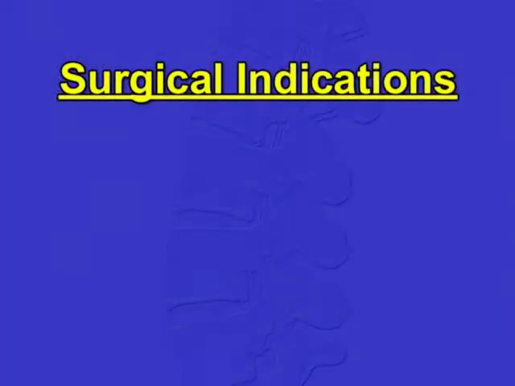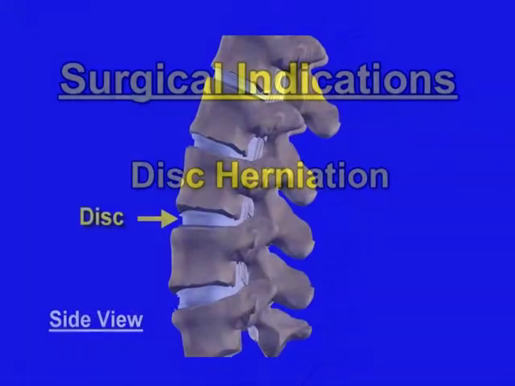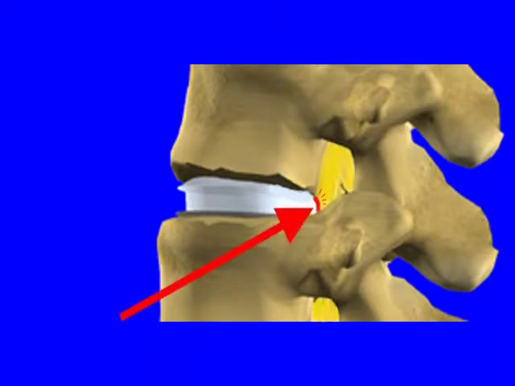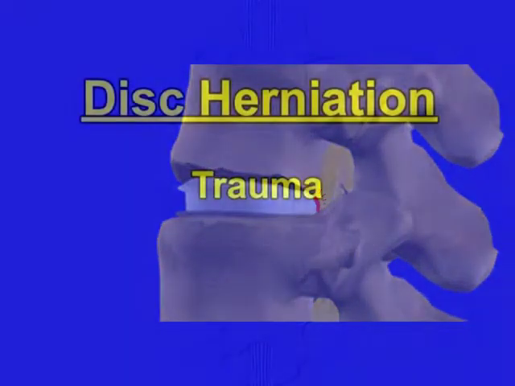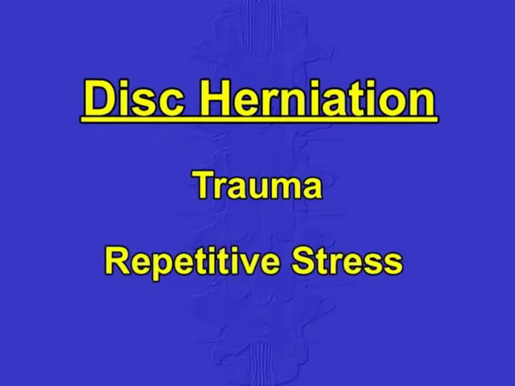This condition can be one or more of the following. Disc herniation. A disc herniation occurs when the structural integrity of the disc has been damaged. Typically, the damaged disc places pressure on either the cauda equina or the nerve roots. Disc herniation disease may be caused by sudden trauma to the lower back or by repetitive stress to the area.